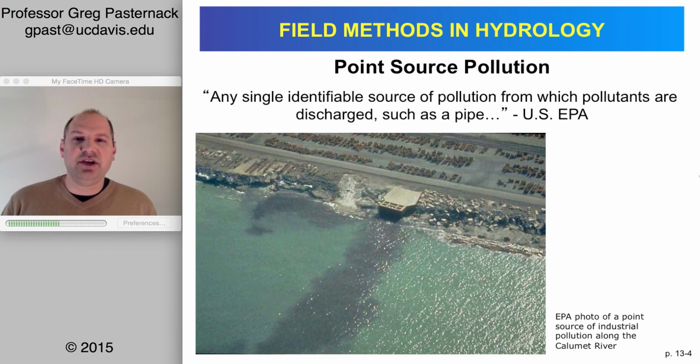Point source pollution is any single identifiable source of pollution from which pollutants are discharged, such as a pipe.